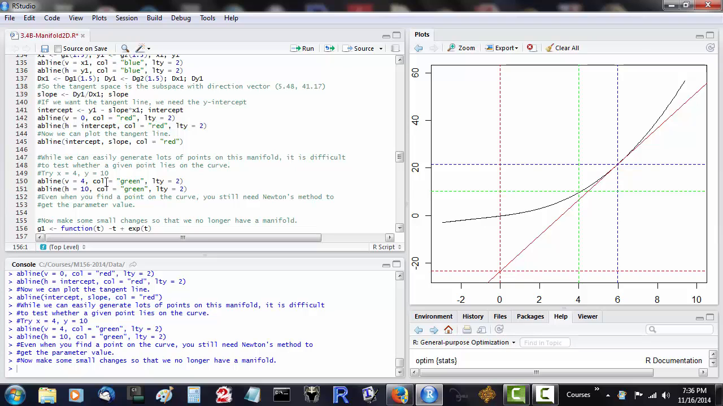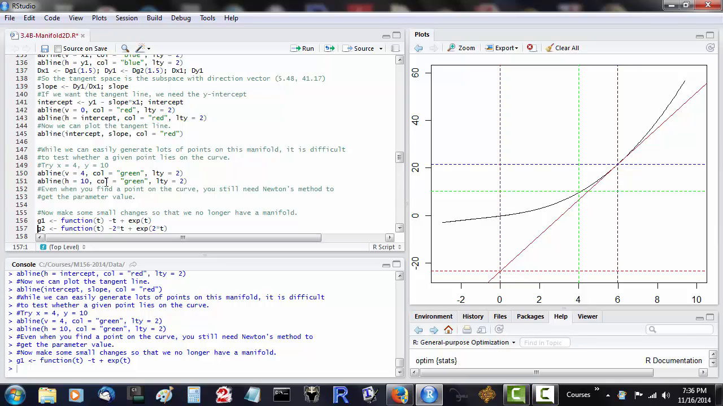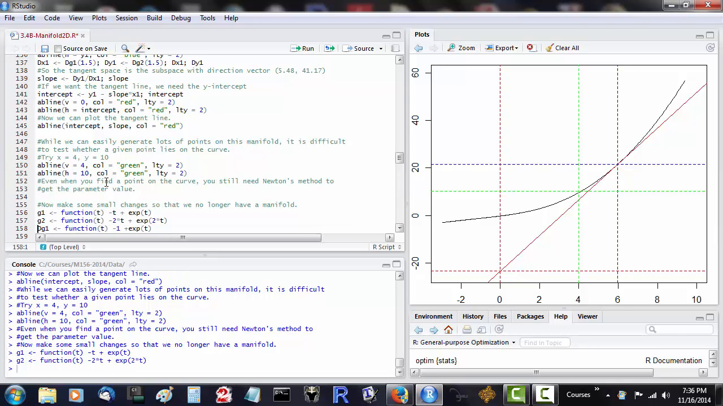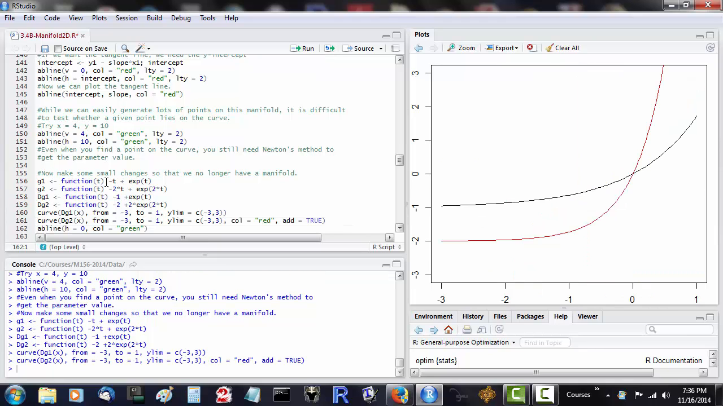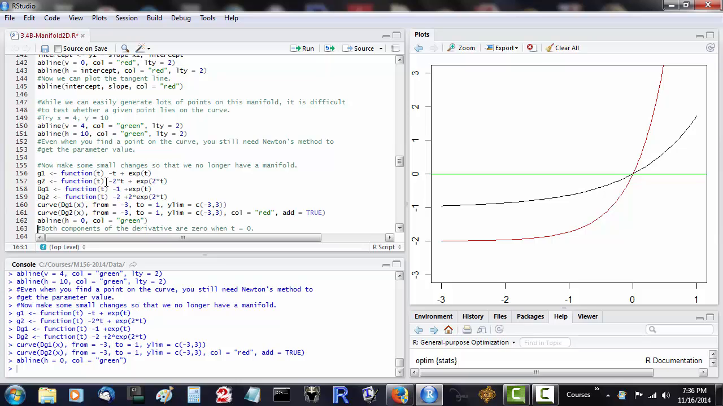Now I'm going to make some small changes to these functions so that it fails the one-to-one test. I put some minus signs into my functions g1 and g2. Those persist in the derivative, and when I graph these two derivatives, I've cooked things up so that when the parameter equals 0, both the derivatives are 0. So when the parameter value is 0, the derivative of the parameterization function is the 0 vector, and that's a linear transformation that is not one-to-one because it takes absolutely anything into 0.